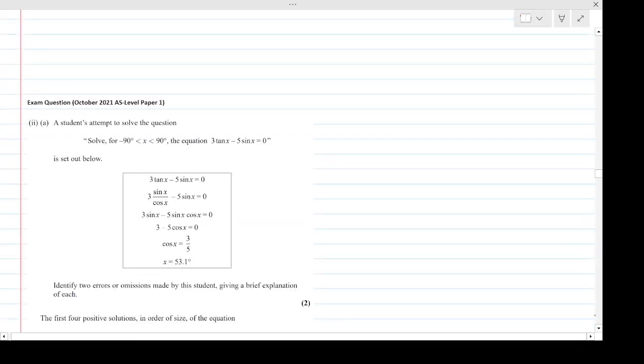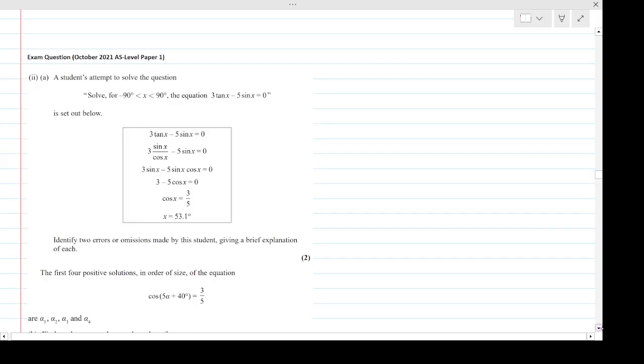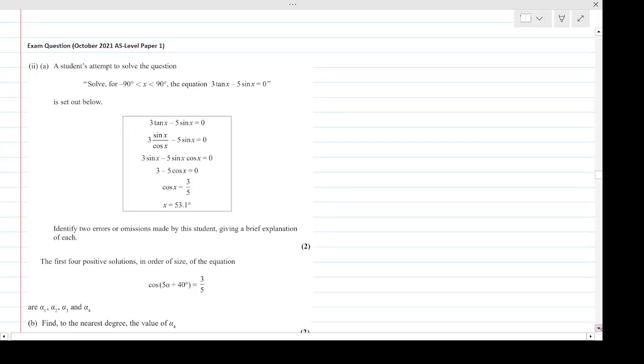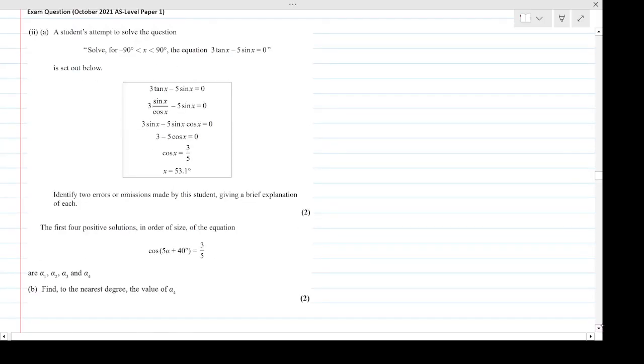And right, so have a look at some exam questions then, which are a bit different to some questions we've seen. We are told a student's attempt to solve the question, solve for minus 90 to 90, the equation 3 tan x minus 5 sine x is equal to 0. And their working is set below. And we are told to identify 2 errors or omissions made by the student, giving a brief explanation for each.